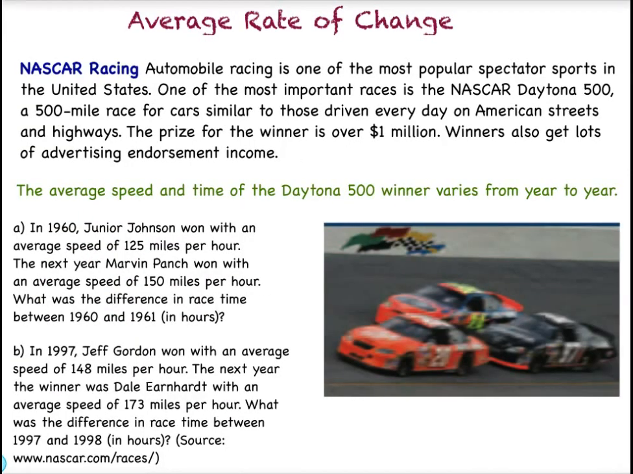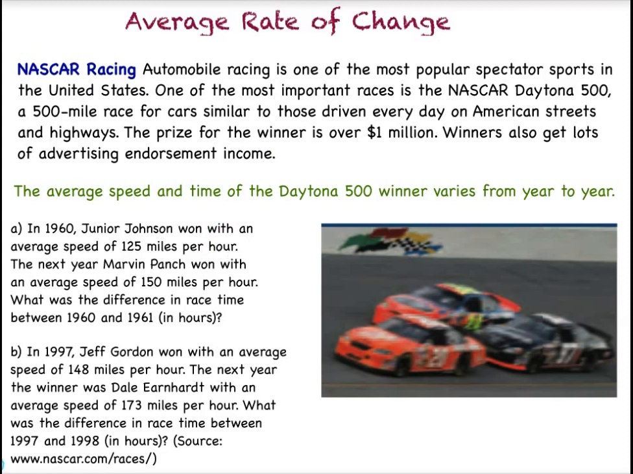In this example, we're going to be looking at automobile racing, specifically the NASCAR Daytona 500. It's a 500-mile race in which the winner gets $1 million. The average speed and time of the Daytona 500 winner varies from year to year. For this example, go ahead and read through these questions, then pause the video and see if you can actually answer Part A and Part B.